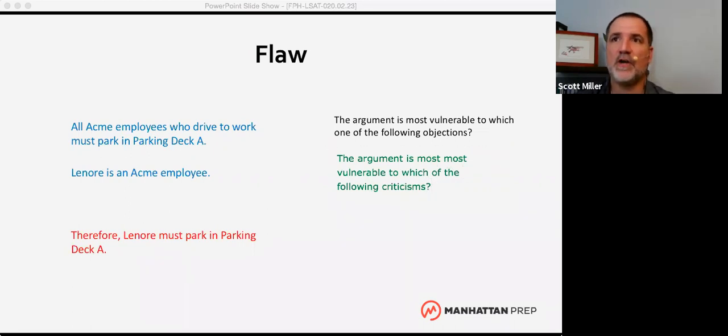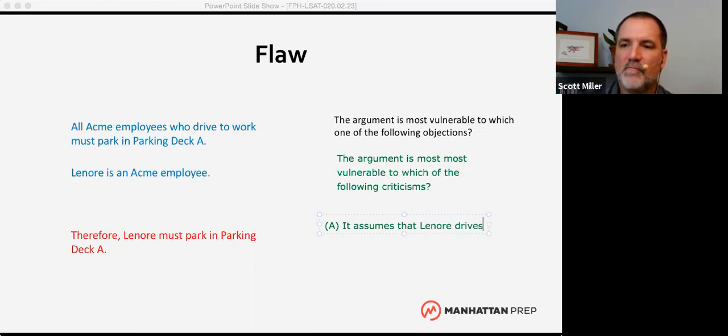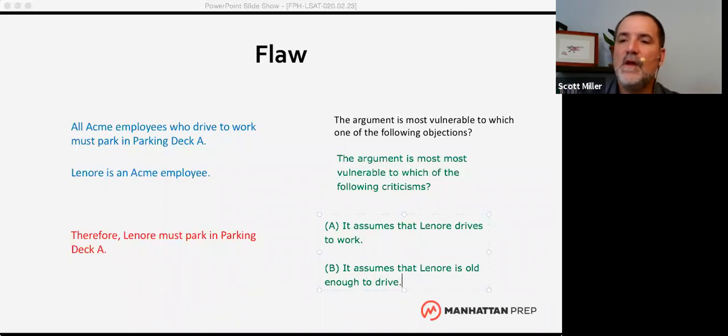So we could say the argument assumes, or maybe just say it assumes that Lenore drives to work. Or this would also be a correct answer: it assumes that Lenore is old enough to drive. So basically, anything that's necessary to assume in order for this argument to work would be a reason why the argument is vulnerable to criticism. The argument is vulnerable to criticism because we have to assume one of these things, right? But they could also reword these as objections.